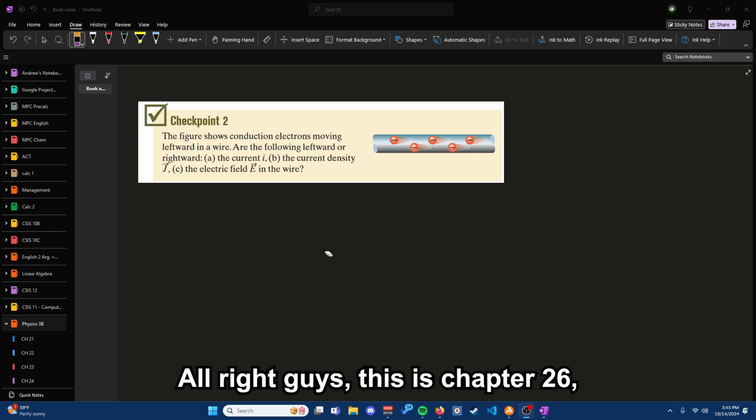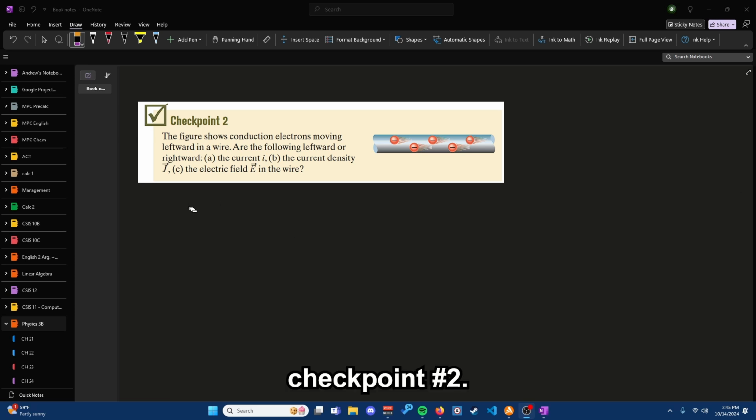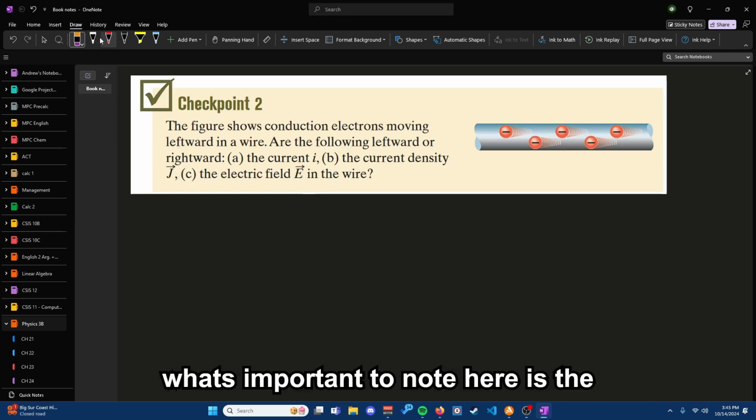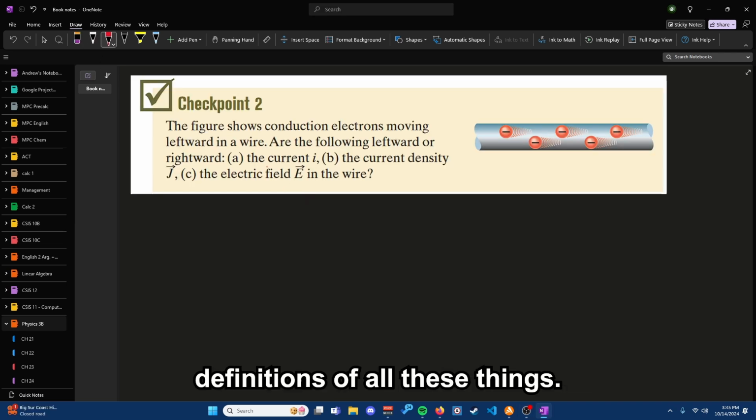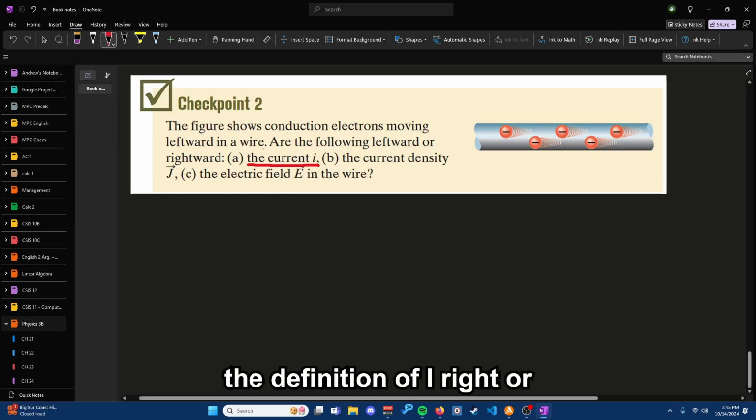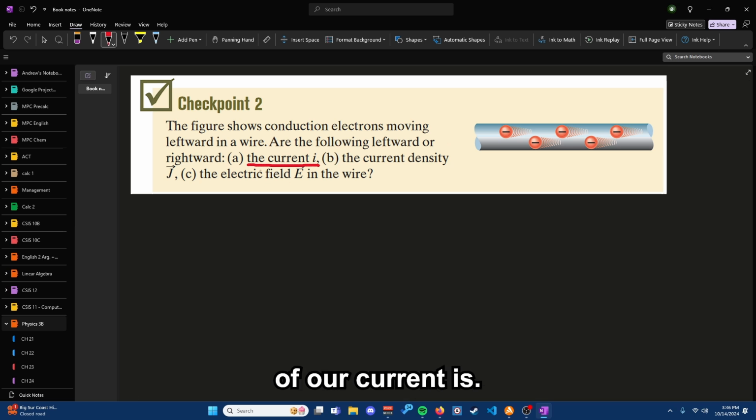All right, guys, this is chapter 26, checkpoint number 2. What's important to note here is the definitions of all these things. The definition of I, or our current, is simply the direction in which positive charge is flowing. What that means is the direction in which charge carriers are moving.